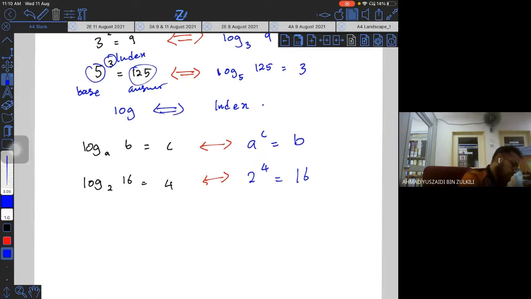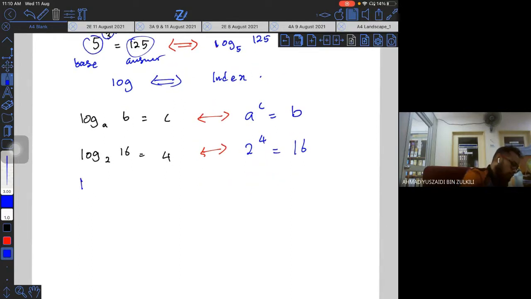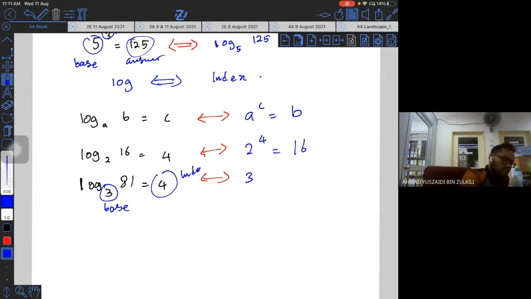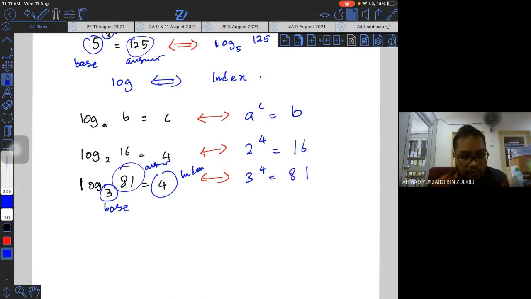Okay, last log: log 81 base 3 equal to 4. So based on this, kan biasa check dulu dia punya base, 3. Indexnya sini base, sini index. So this is 3 to the power of 4, and this is your answer value equal to 81. 3 to the power of 4 equal to 81.